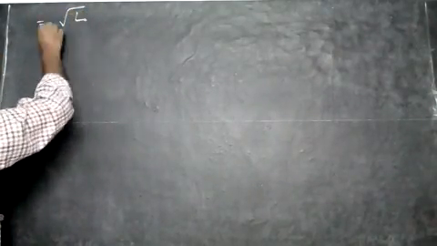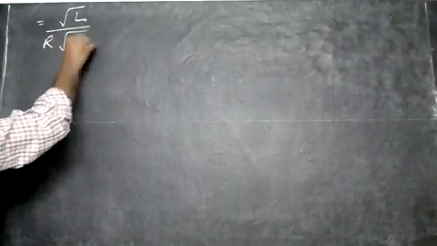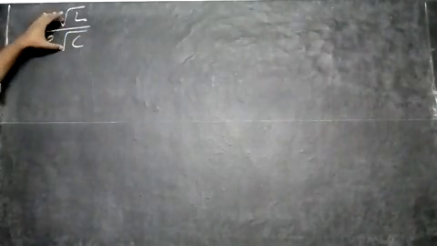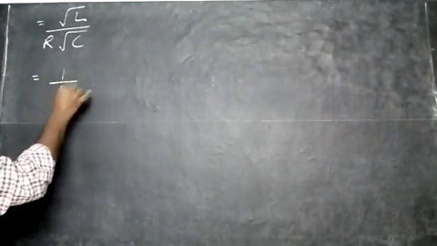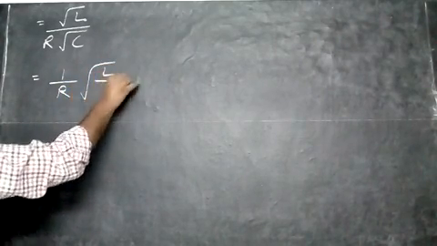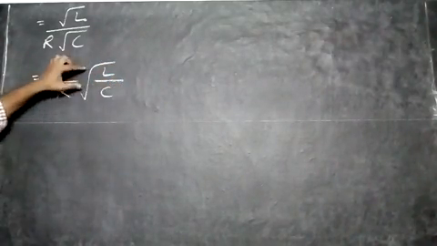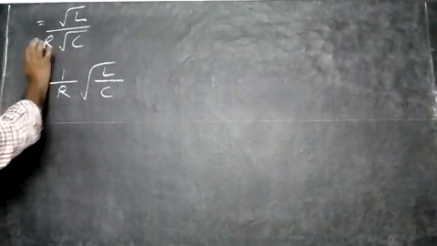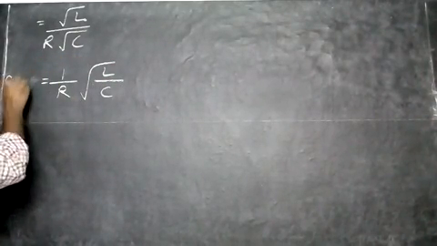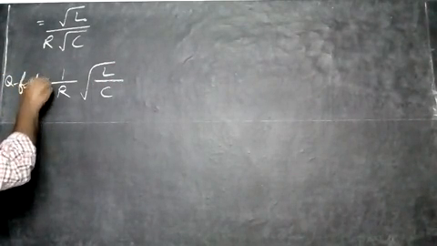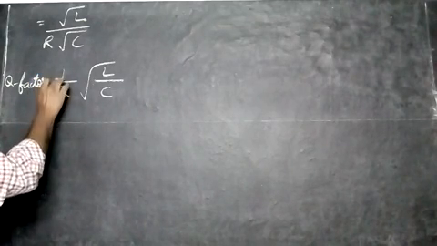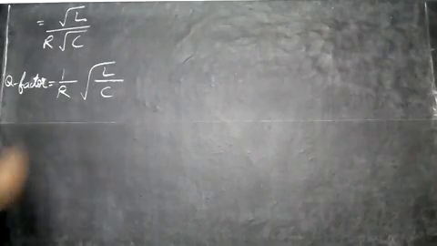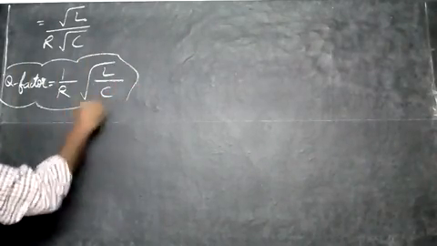The last term that we got was root L divided by R into root of C. See, this root L and root C, root is common, so we can take the root common here. So we get 1 by R into root L by root C. This will be equal to the quality factor, Q factor. So the quality factor is equal to 1 divided by R into root of L by C. This is the value of the quality factor.